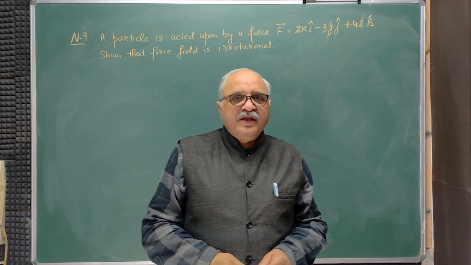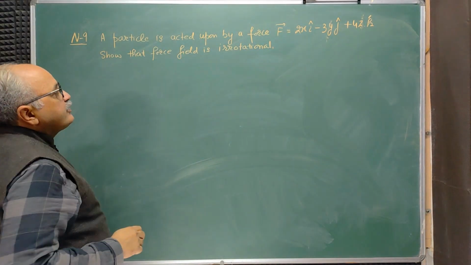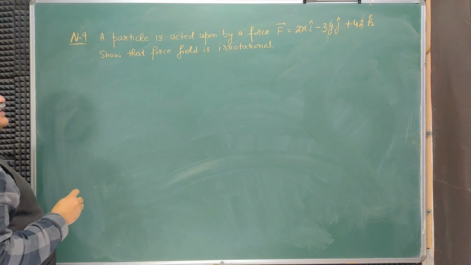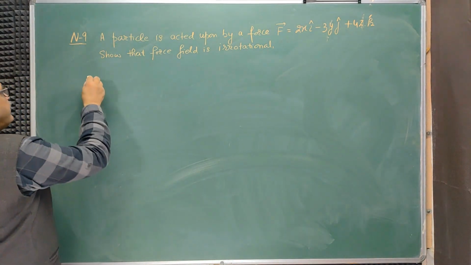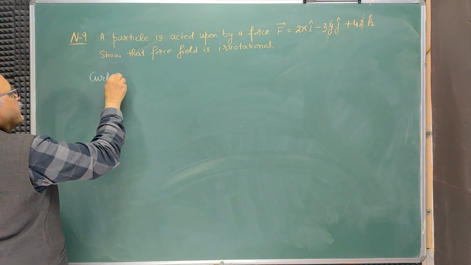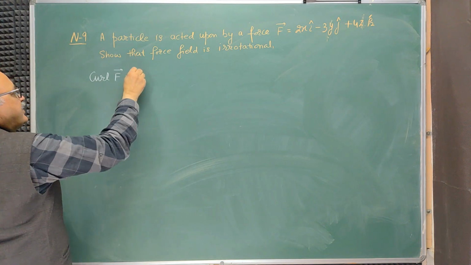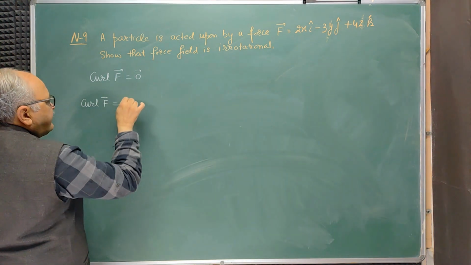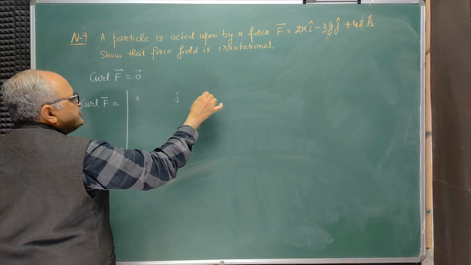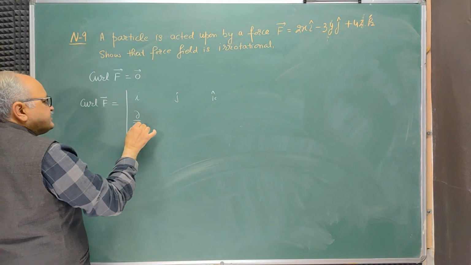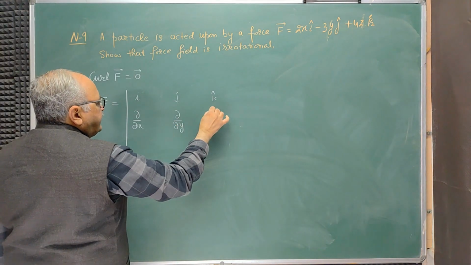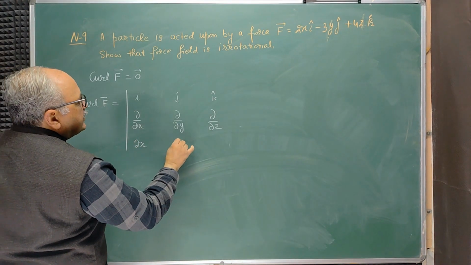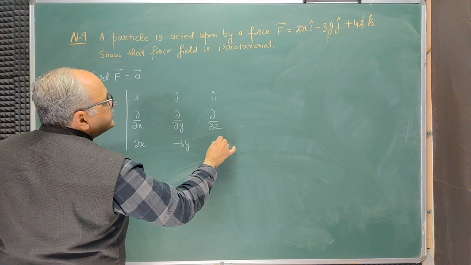Now let's take the ninth numerical, and in this numerical a force is given to us and we are asked to show that this force is irrotational. When we say a vector field is irrotational, it means the curl of it must be 0. So let's check it. Let's take the curl of F. Curl means that we have to take it like this: i j k, d/dx d/dy d/dz, and that is 2x, minus 3y, 4z.